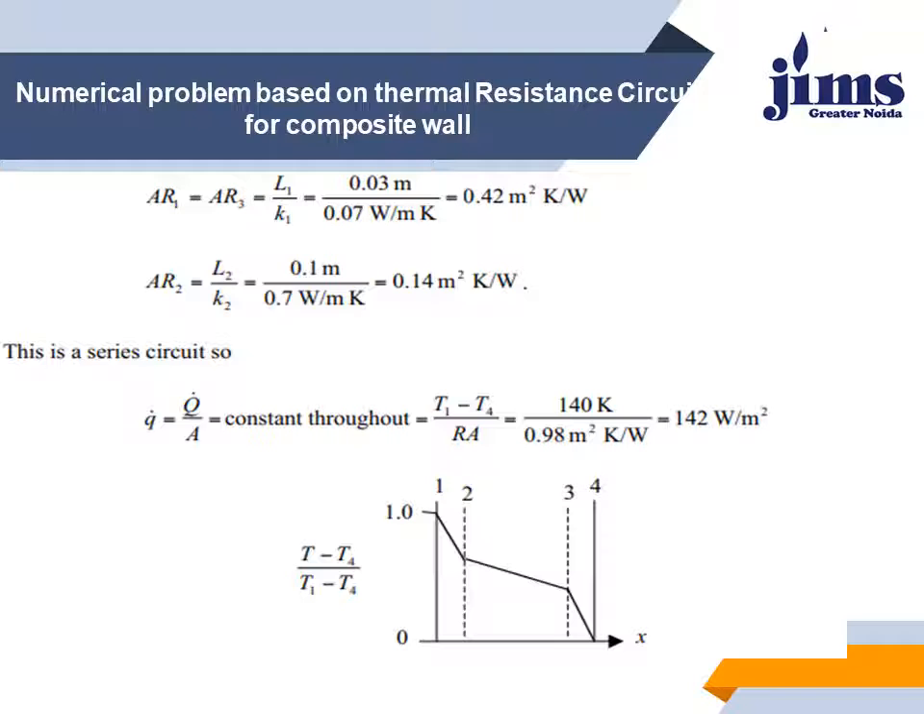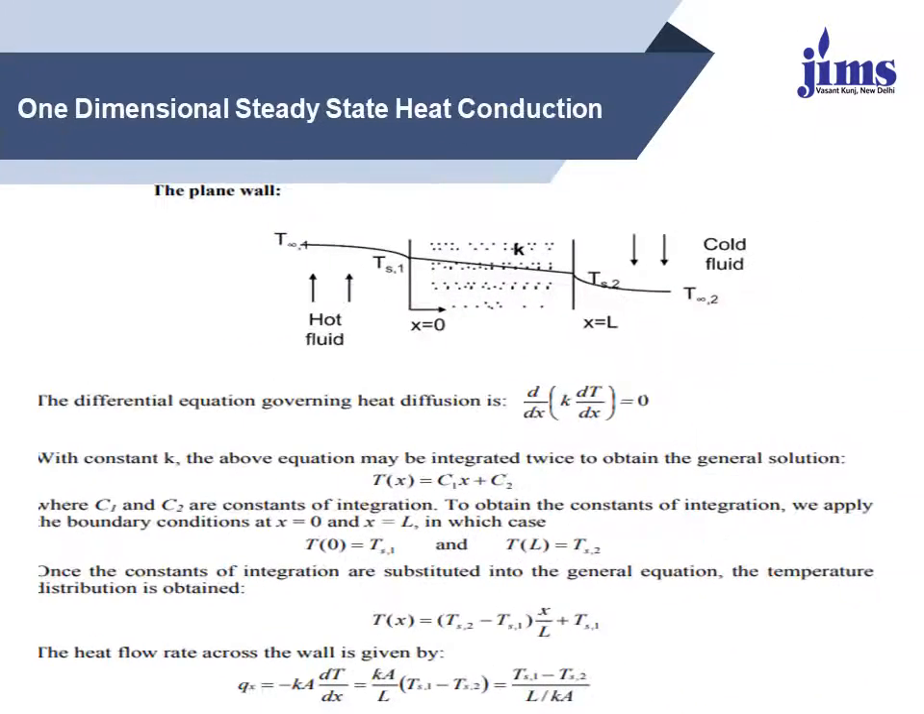And the next diagram shows the temperature gradient. From this figure it is clear that the gradient of 1 and 2 and the gradient of 3 and 4 are equal, and the gradient of 2 and 3 is less than the gradient of 1 and 2 and 3 and 4. Next is the one dimensional steady state equation.